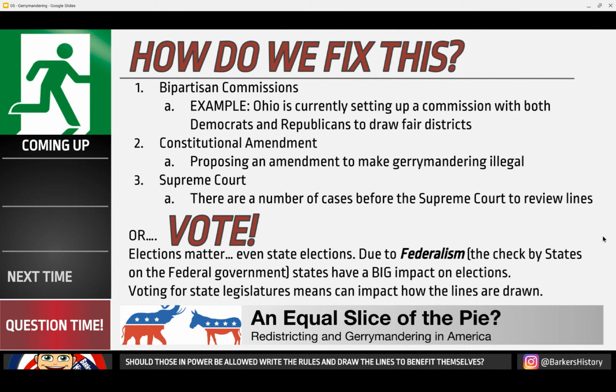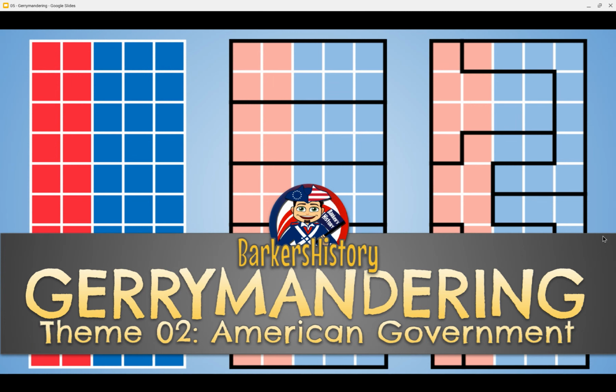Can you register and vote on the same day? Do you have to register before? Do you need two forms of ID? Do you need a voter registration card, right? How are my district lines going to be drawn up? States have that right through federalism, right? It's that check that they have on the government's power. And so they have a huge impact on all of this. So that's how we fix this.